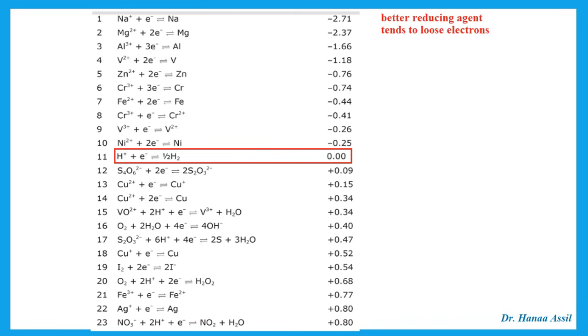So in this list, the ones on top are the ones that have electrode potentials, reduction potentials, that are more negative. That means they are better reducing agents. Remember, the ones on top are the more reactive metals, which tend to lose electrons, not gain electrons. So they are better reducing agents and they tend to lose electrons. The ones at the bottom, as we go down, have a more positive reduction potential. That means they are more easily reduced and they tend to gain electrons.